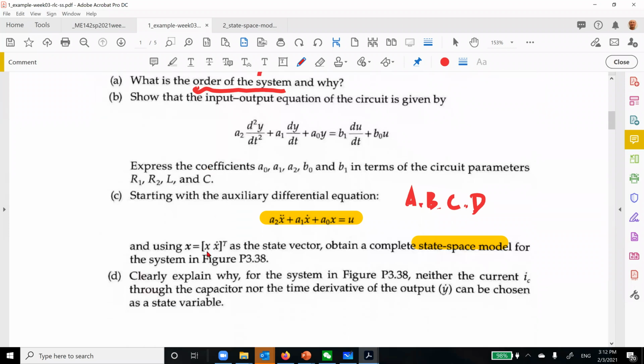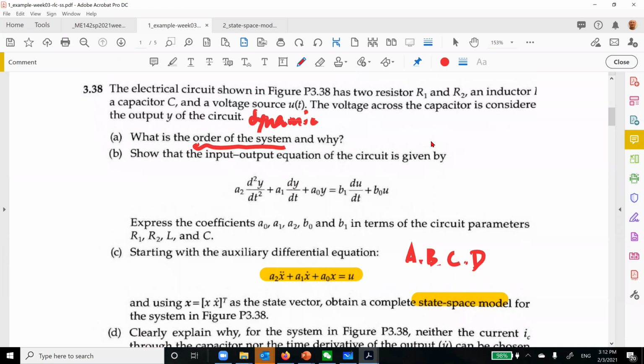So now we are talking about why, for the system in here, we cannot use the current IC through the capacitor, nor the derivative of the output y dot, as a state variable. Like I said, can we use y dot as a state variable? Why can we not do that? So this is a very serious question.